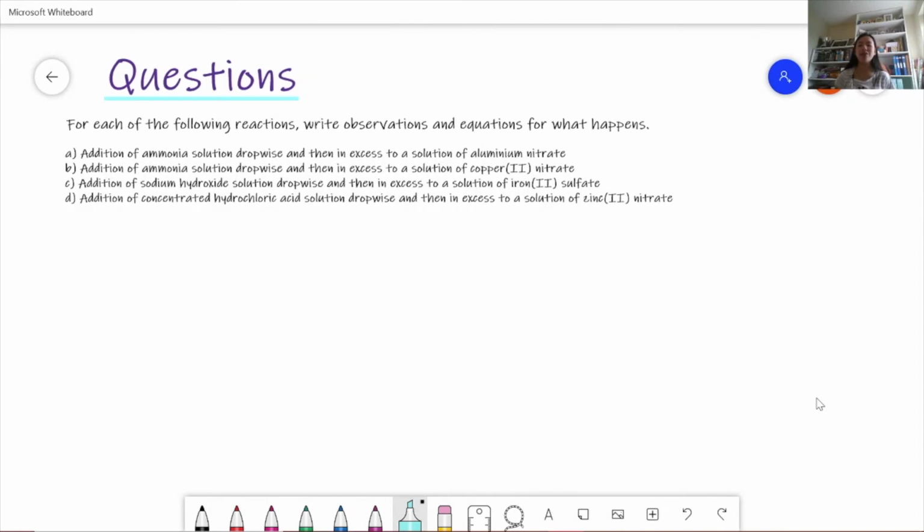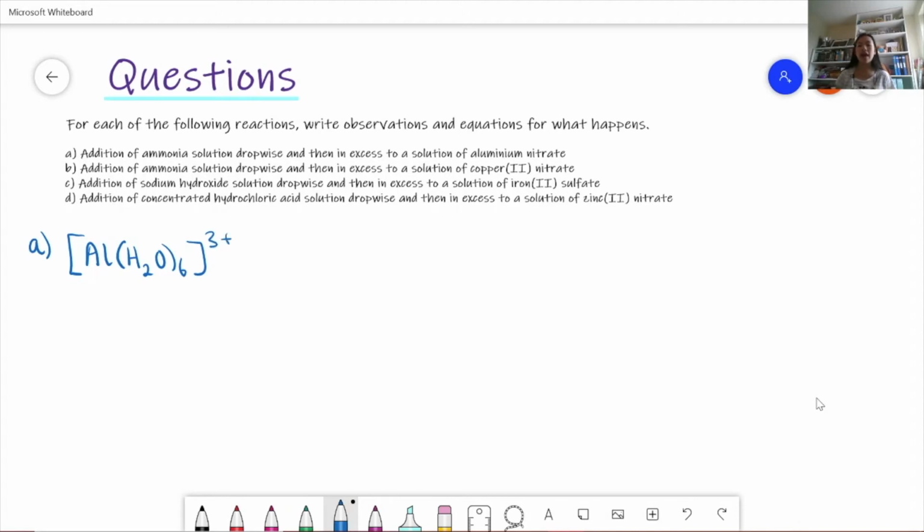So now we're going to look at some questions. For each of the following reactions, write observations and equations for what happens. So for A, addition of ammonia solution dropwise and then in excess to a solution of aluminium nitrate. And so what we do is we remember that aluminium forms 3+ ions. So the metal aqua ion would look like this.